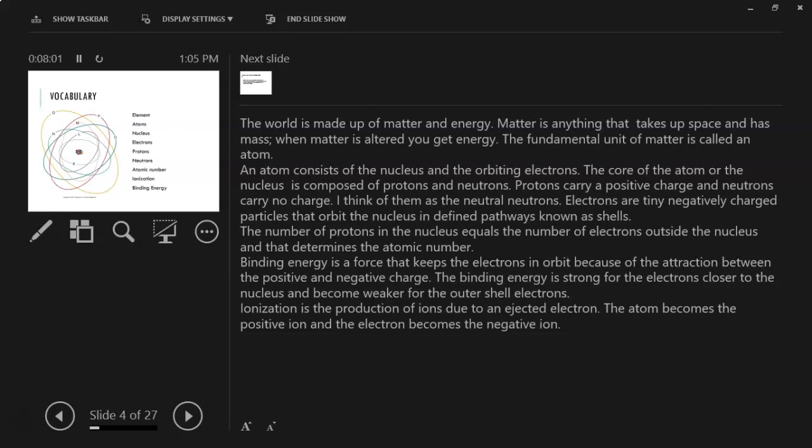Ionization is the process or the production of ions due to the ejection of an electron. So when something comes in contact and kicks out an electron, that process is ionization. The atom becomes the positive ion, and the electron that got kicked out is the negative ion.